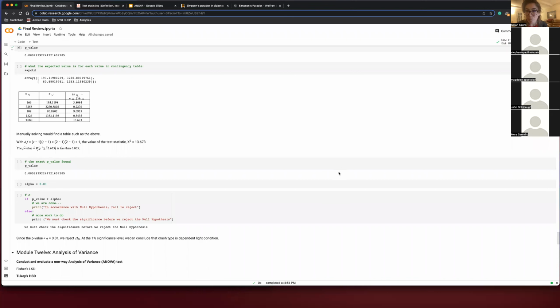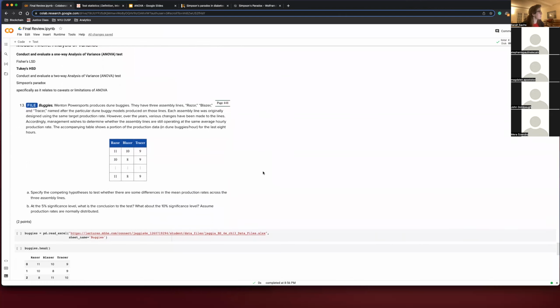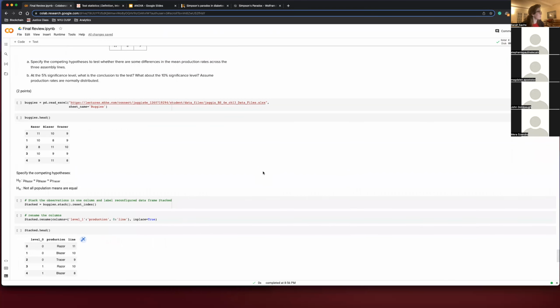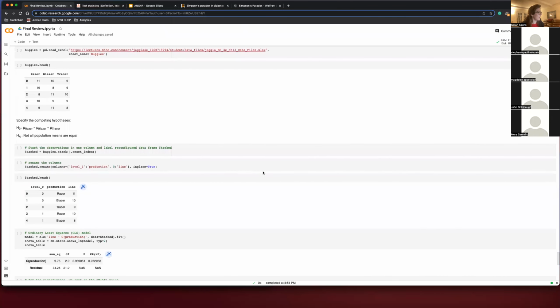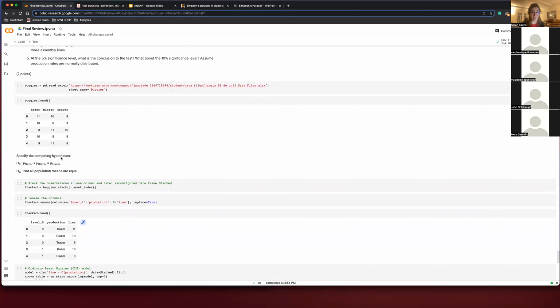One more question. I guess the problem right below this one with the Razor, Blazor, and Tracer. How come we stacked it as opposed to other problems where we don't stack them? We need to stack it because of how we are calculating the value for each variable we're looking at. So this is just an example of when we need to wrangle our data.